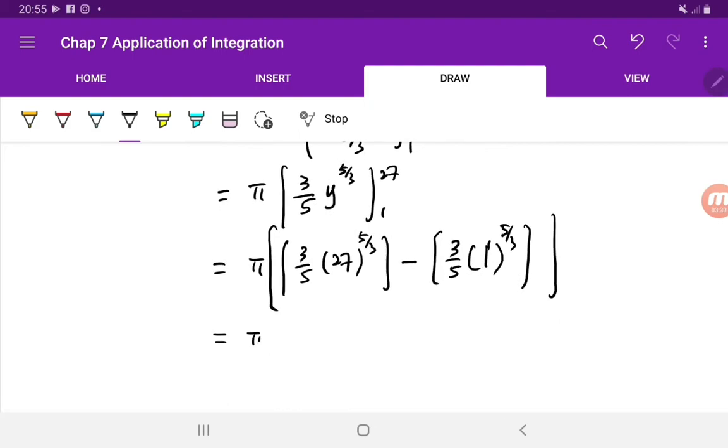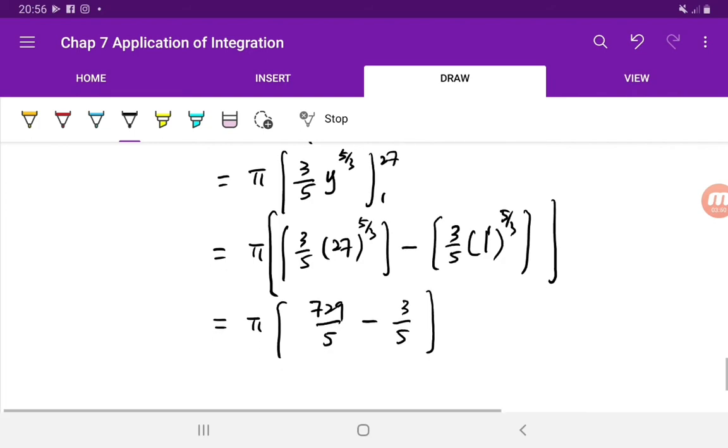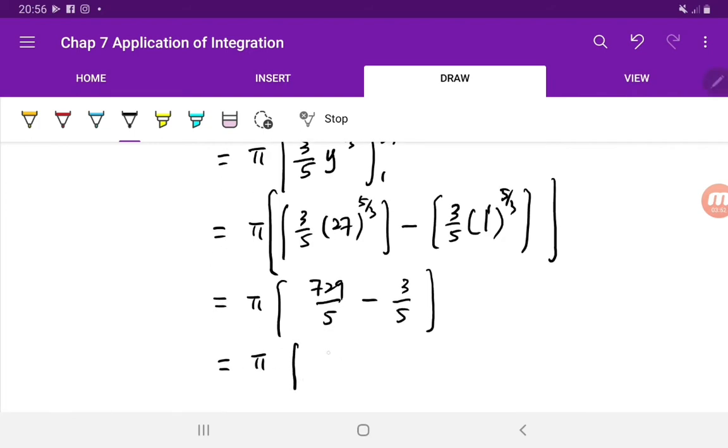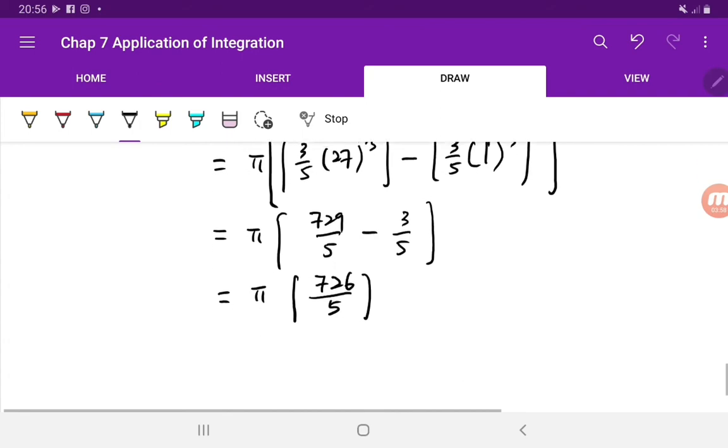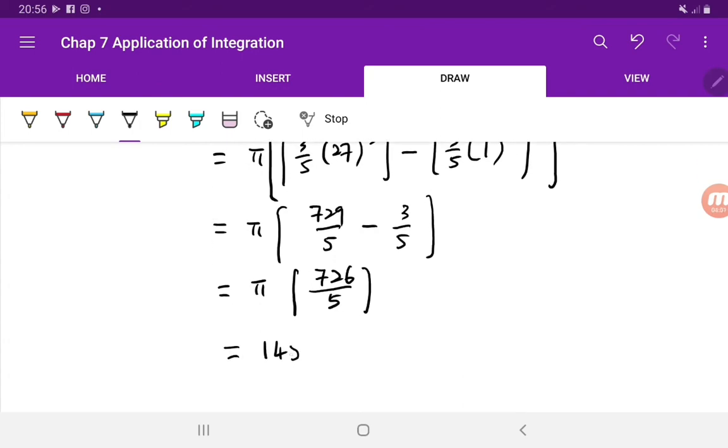So equal to pi times 729 over 5 minus 3 over 5. So 729 over 5 minus 3 over 5. So your final answer is equal to pi times 726 over 5. So you can write down your answer as 145.2 pi unit cube. So this one is for example 3.